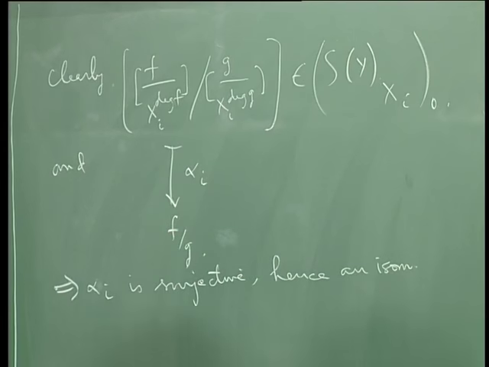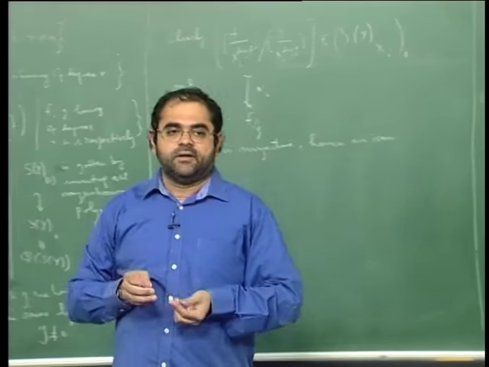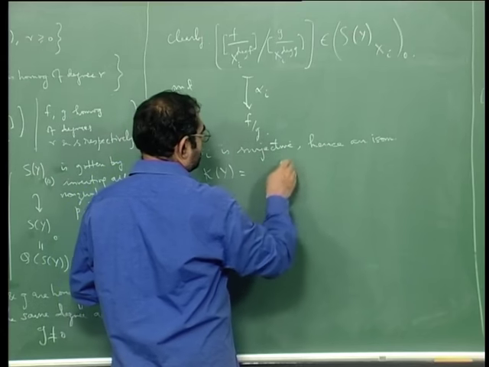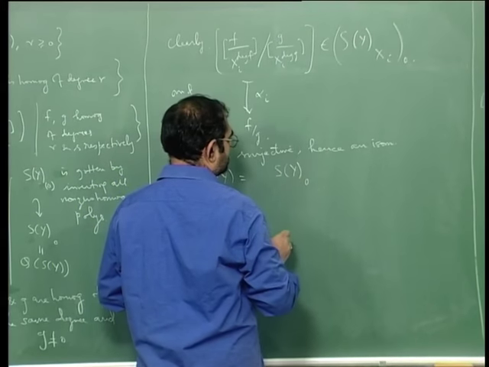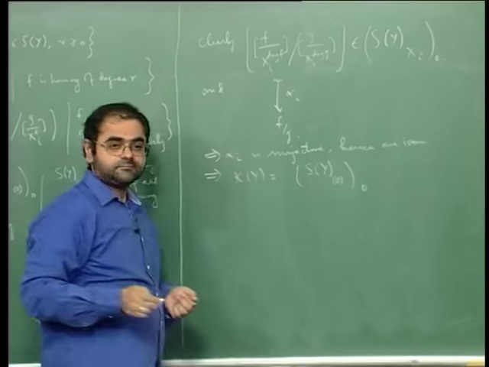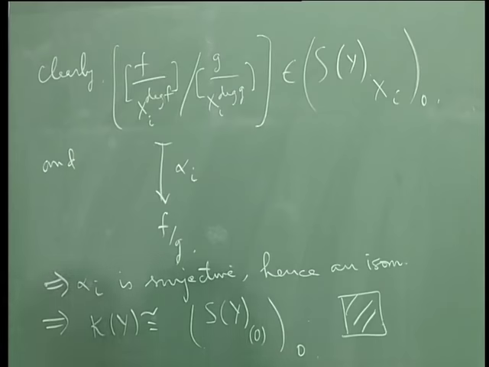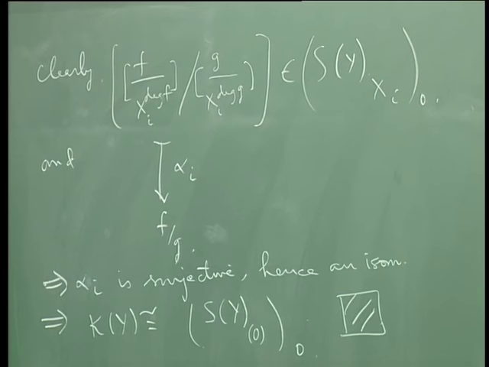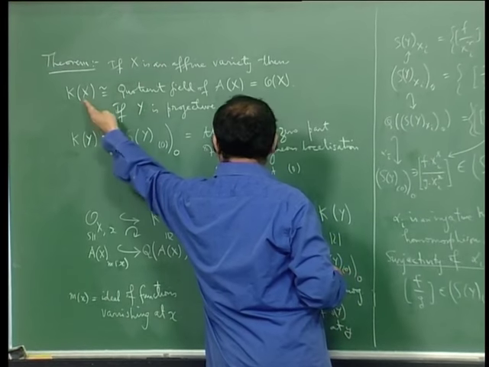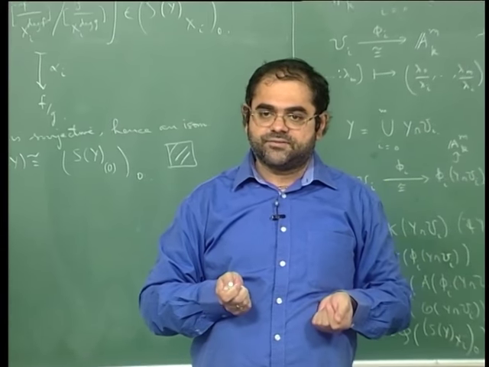Okay, if you consider everything as functions, then these two are not just isomorphic; we can even treat them as equal. So this proves the other fact that k(y) is nothing but, take the homogeneous coordinate ring of y, take homogeneous localization at 0 and then take the degree 0 part. This is an isomorphism. So that proves the theorem. So it's very clear that you know how to write commutative algebraically what the function field is for an affine variety and for a projective variety. It helps you with calculations.